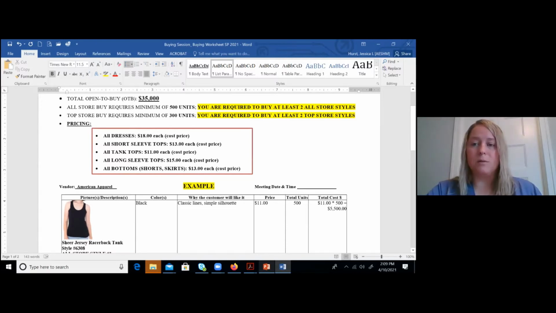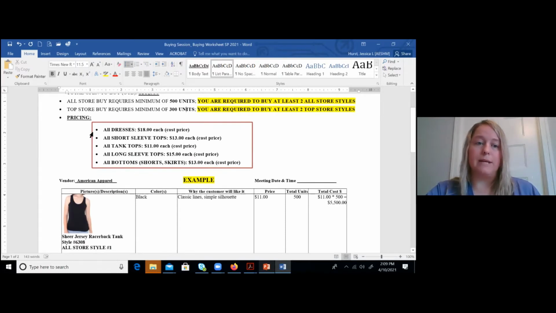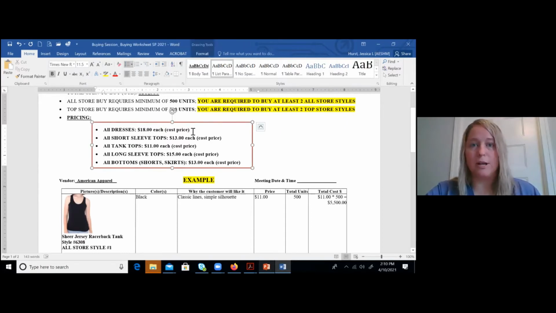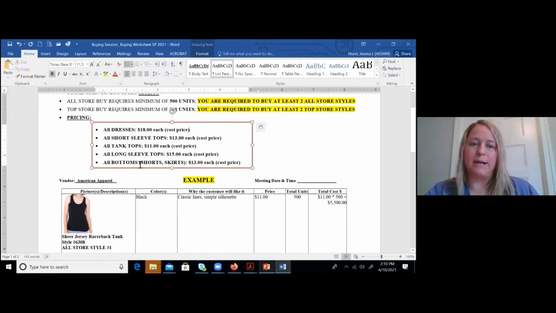Now, one of the things that we're just going to do to make it a little easier for us is I gave you these blanket cost prices for all the dresses. Obviously, not all dresses are created equal, not all shirts, but just to make our calculations go a little easier and a little faster, we'll just use this as our price category of all these items.